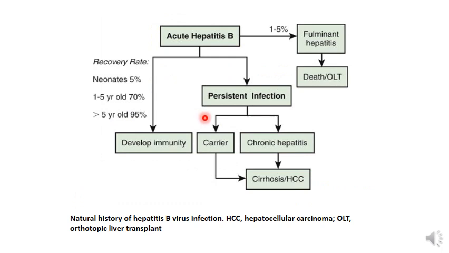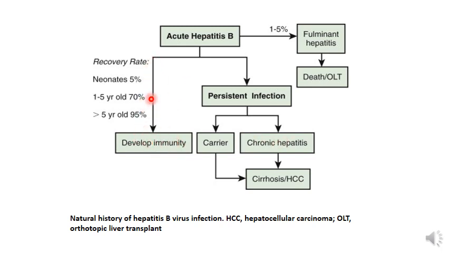Here, the natural history of hepatitis B and C. Usually they lead to either fulminant hepatitis, death, or orthotopic liver transplant, or persistent infection leading to carrier state and cirrhosis and hepatocellular carcinoma, or chronic hepatitis, persistent or active hepatitis. Or from the start they develop immunity.